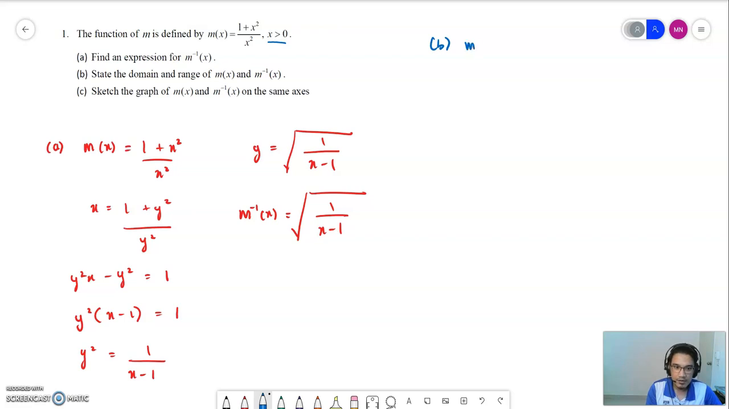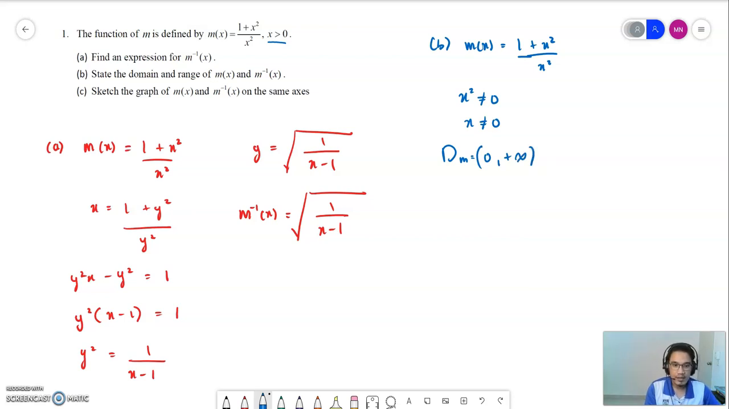Our function for m(x) is equal to (1 plus x squared) over x squared. Since our numerator is quadratic, because we have x squared, for a quadratic it will be from negative infinity until positive infinity. But our denominator says that x squared cannot be equal to 0, so x cannot be equal to 0. So our domain for m will only cover from 0 until positive infinity.